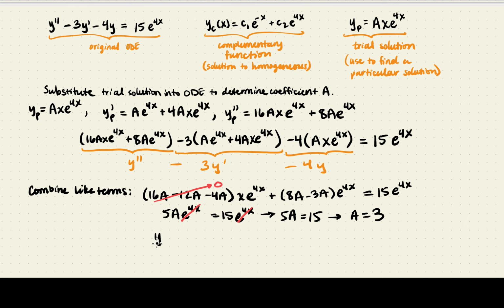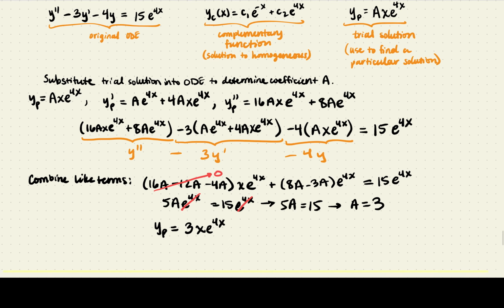So we've got y sub p. Remember, y sub p has the form a x e to the 4x, and I just found out that a is 3. So I'm going to replace a here by 3. So y sub p is 3x e to the 4x. That is my particular solution. All right, we're almost done. We're ready to write down our general solution.